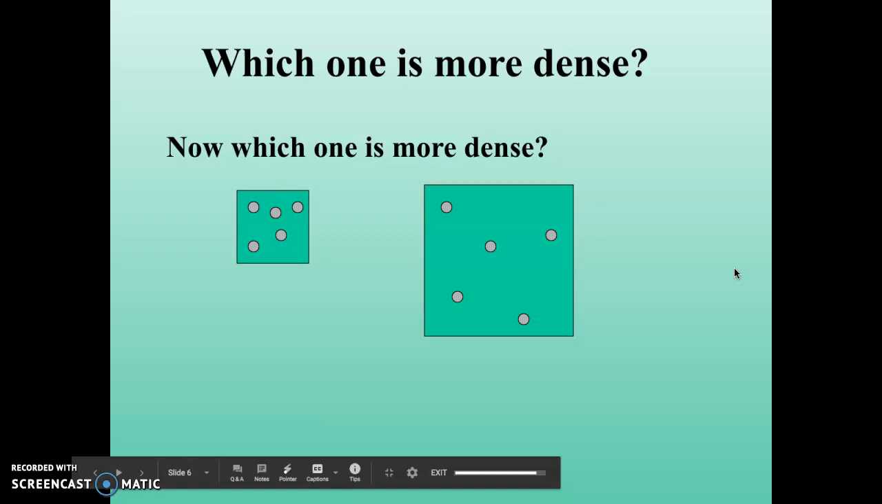Okay, hopefully you figured out that the one with less space here is actually more dense. Since there are 5 atoms in this box, there are also 5 atoms in this box. But since there's a lot more space in this box, it means that this is more dense. So the same number of molecules packed into a smaller space means that something is more dense.